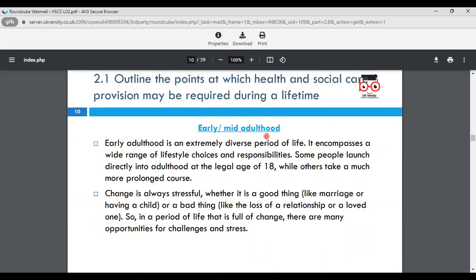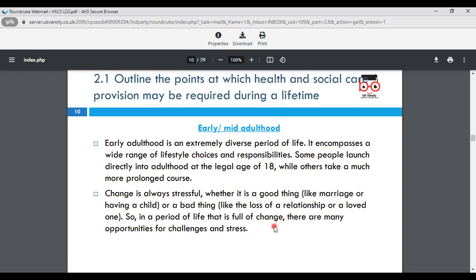And then we talk about early or mid-adulthood. This is a different stage where different changes are occurring. It encompasses a wide range of lifestyle choices and responsibilities. Some people launch directly into adulthood at the legal age of 18, while others take a much more prolonged course. It's about being an adult mentally also, not only physically. So there's change, which is always stressful. It could be good or bad.